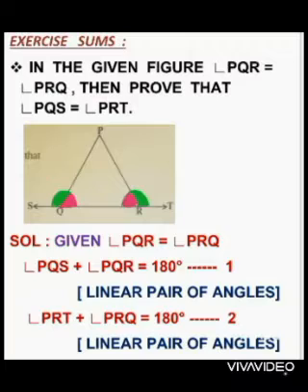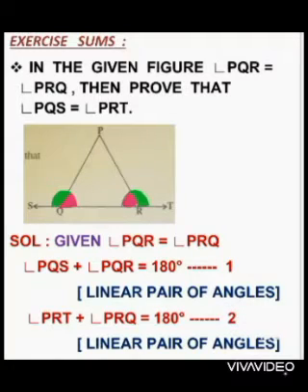Again, look at the figure, children. If a ray PR stands on a straight line ST, then the sum of two adjacent angles is equal to 180 degrees. So what are the two adjacent angles here? PRQ and PRT. So angle PRT plus angle PRQ is equal to 180 degrees. The reason here is linear pair of angles. So let us consider this as equation 2.